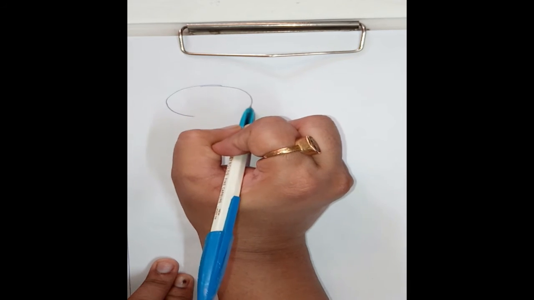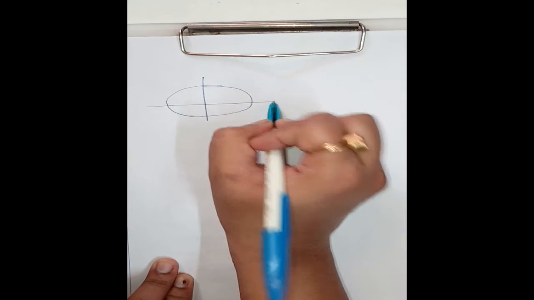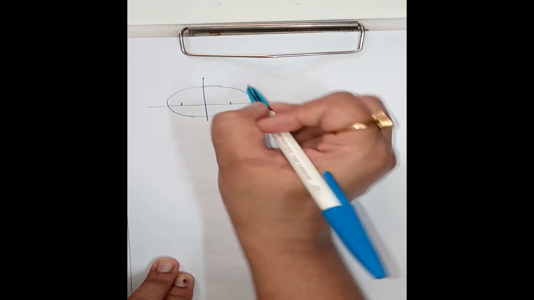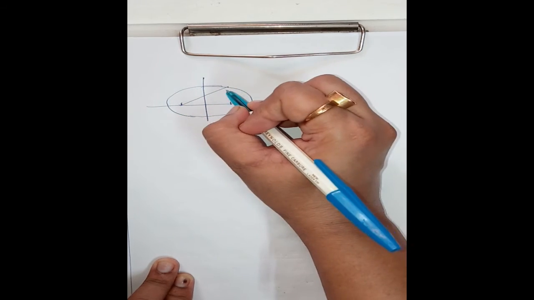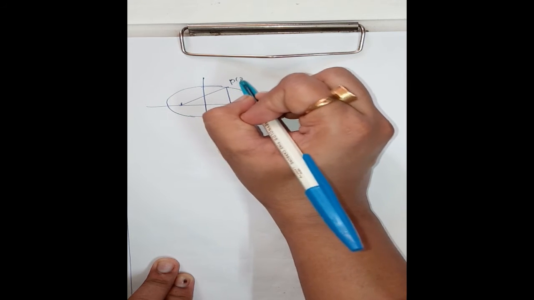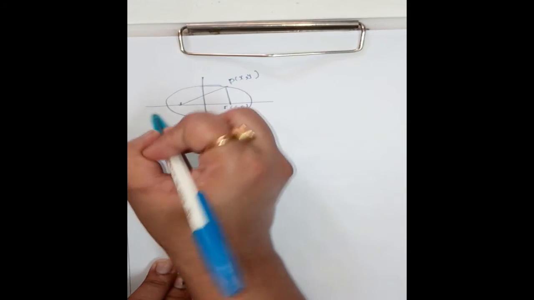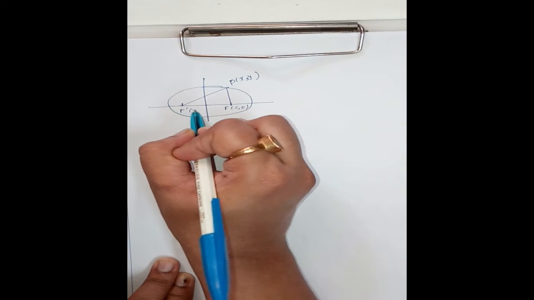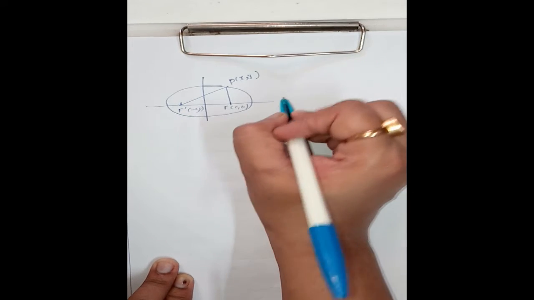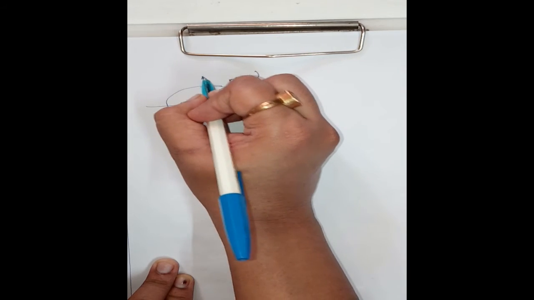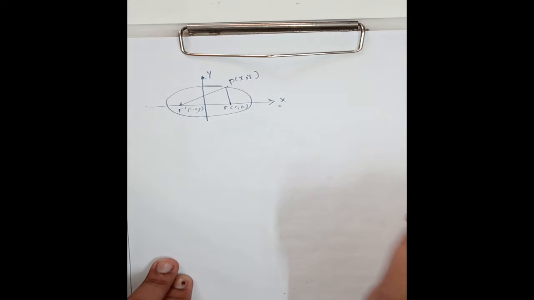Now, if this is the ellipse, this is the minor axis, this is the major axis, these two are the foci, and P is any point on the ellipse. This is F(c, 0) and this is F dash (-c, 0). The foci are on the x-axis, when the major axis is on the x-axis. This is the y-axis, this is the x-axis.